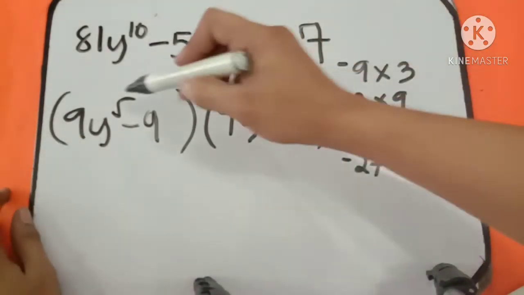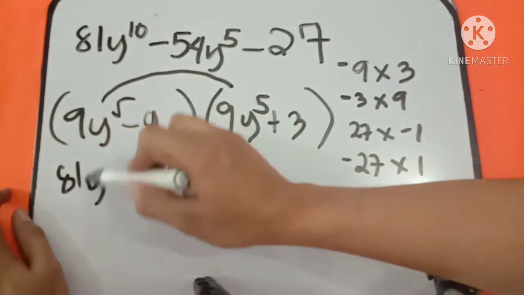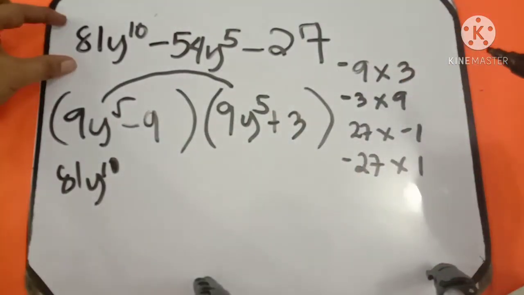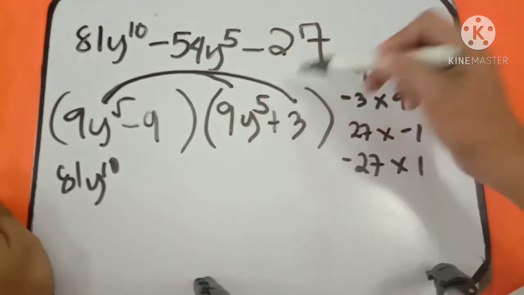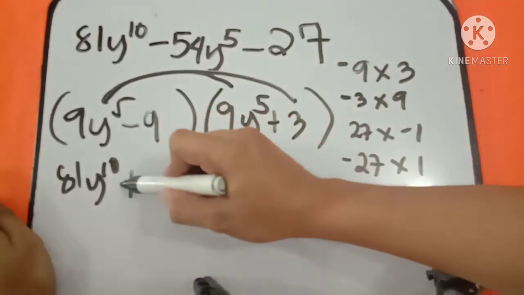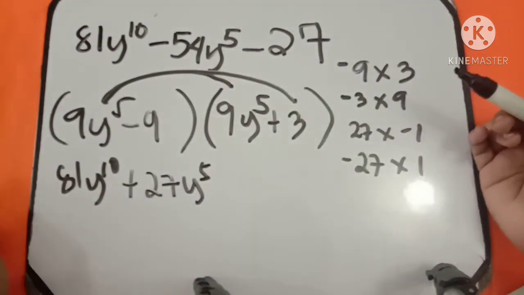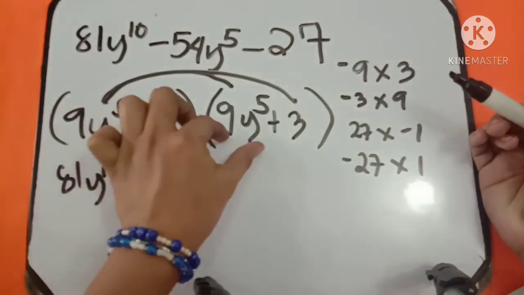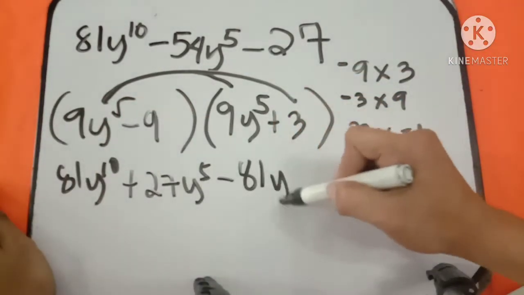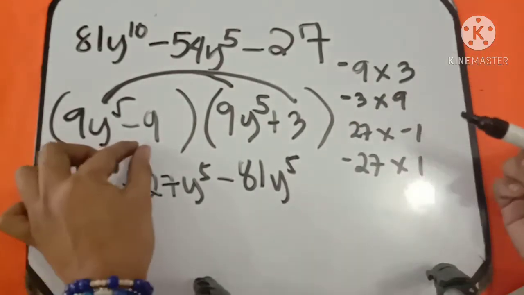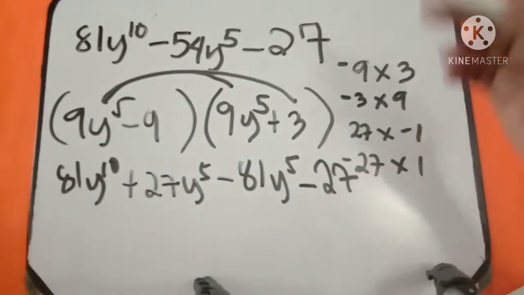So 9y raised to 5 times 9y raised to 5 is 81y raised to 10. This is our first term. Then 9y raised to 5 times positive 3 is positive 27y raised to 5. Then negative 9 times 9y raised to 5 is negative 81y raised to 5. Then negative 9 times 3 is negative 27.